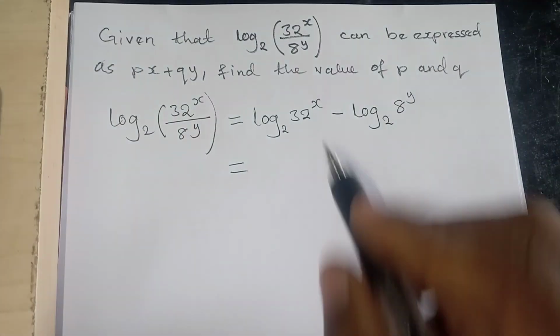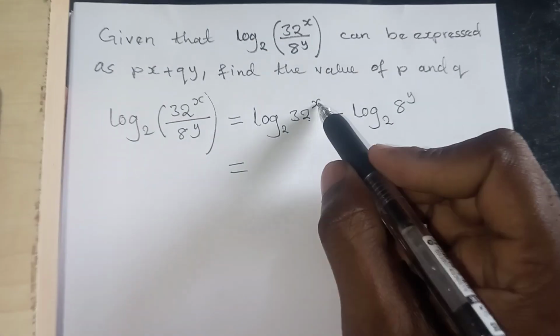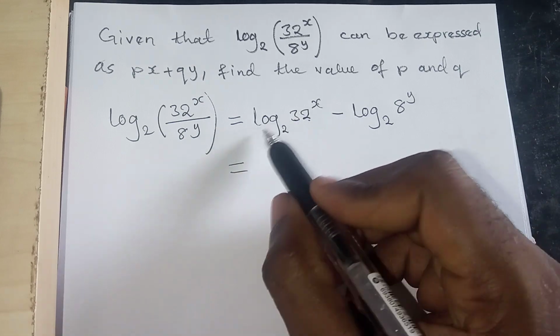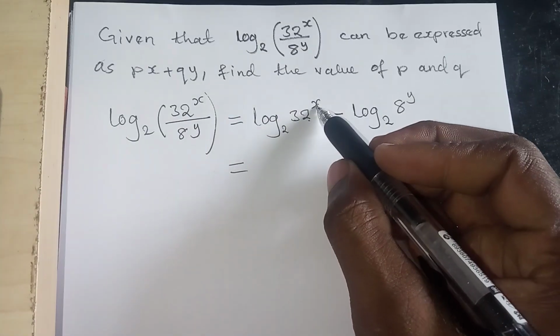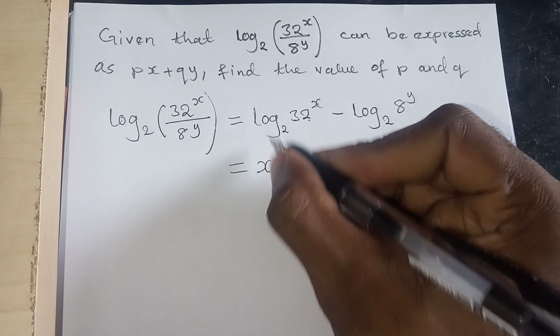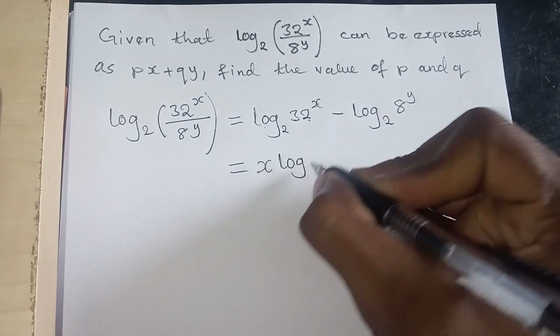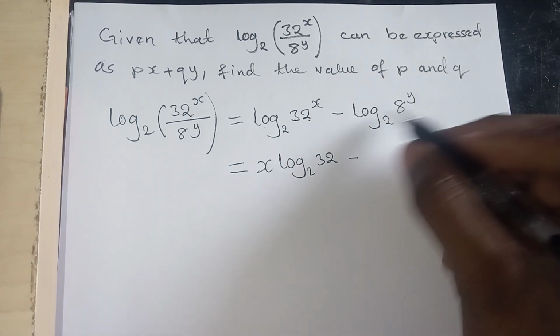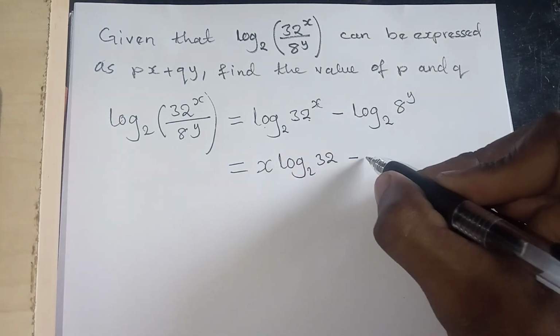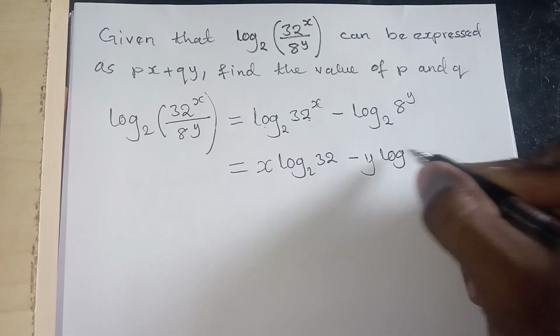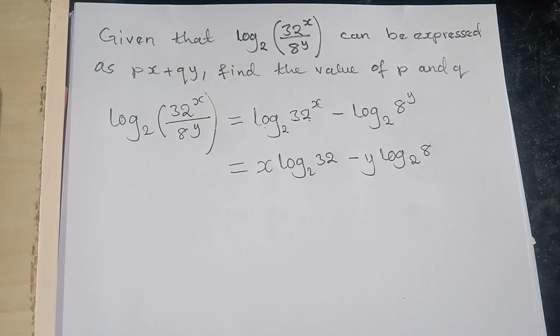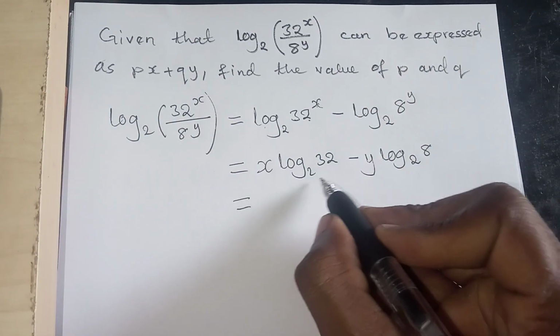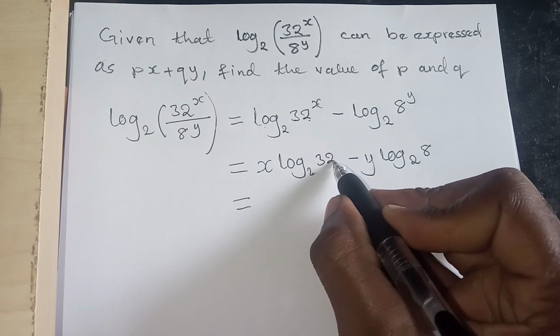So the power rule tells us that when you have 32 to the power x in a log, you can just write this as a coefficient of the log, like this, and then minus. You can apply the same rule here and say y log base 2 of 8. And then now, to what power should I raise 2 to get 32?